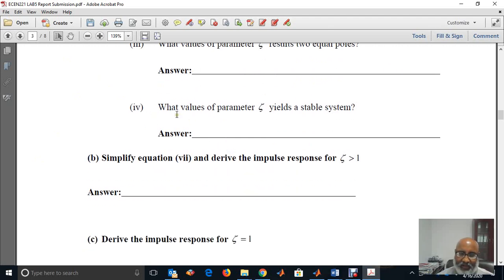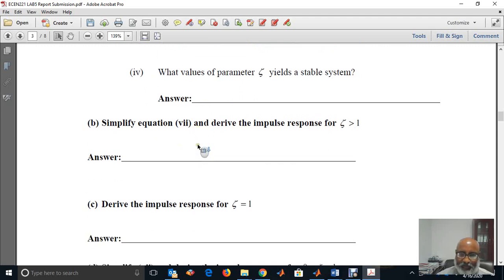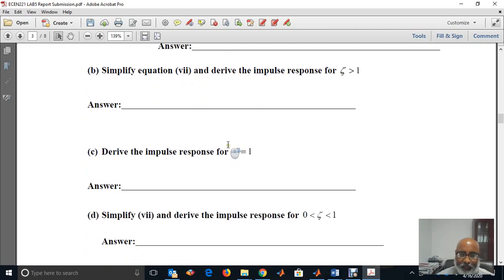And the next one, what values of parameter zeta yield a stable system? For a stable system, what should be the case? All the poles should be in the left plane, right? In the left plane, and the region of convergence should include the j omega axis. You remember this from the theory. By looking at S1 and S2, you can say something here, so you will answer this.